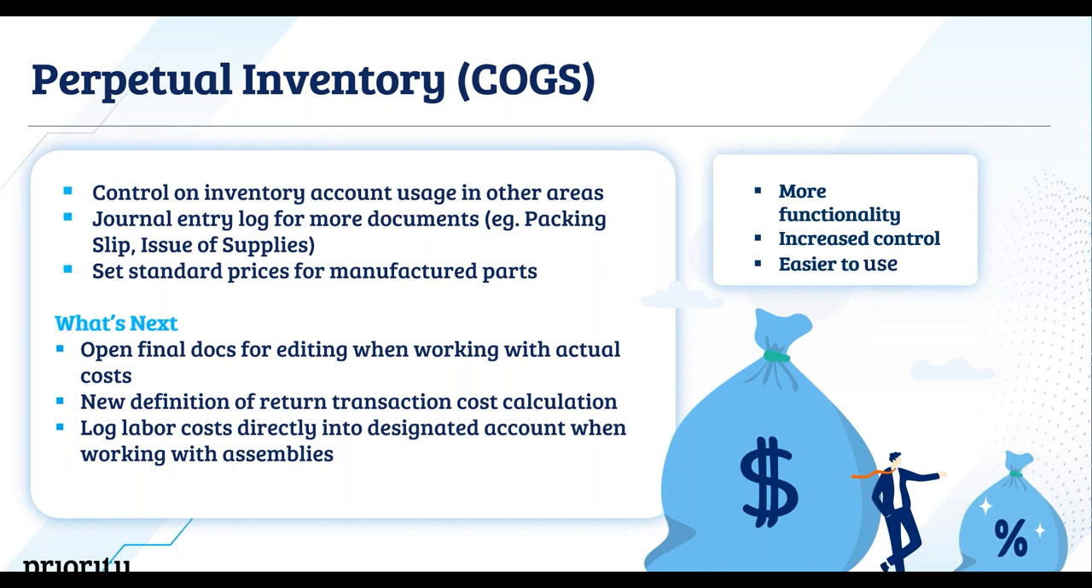Organizations that post perpetual inventory using actual costs will be able to reopen final documents for editing. There will be a new option to set the cost for a return transaction according to the actual cost. This is in addition to the already existing options to set the return cost according to FIFO and moving average. In addition, for organizations that do assemblies and report costs that include work hours, those work hours will be reported to a separate account for work hours, and the material costs will continue to be reported to the material cost account.